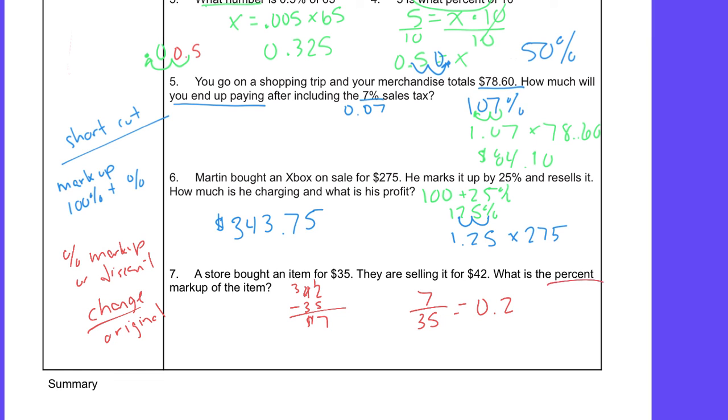Well, I need to turn it into a percent. So we said we're going to move that decimal 2 places over. So 1, 2, add a 0 for a placeholder. So we get 20%. So basically it's saying that 7 is 20% of 35. So he increased it by 20%. If there's any other notes you want to make on the left, go ahead and do that. You can go ahead and write a summary at the bottom if you need to.